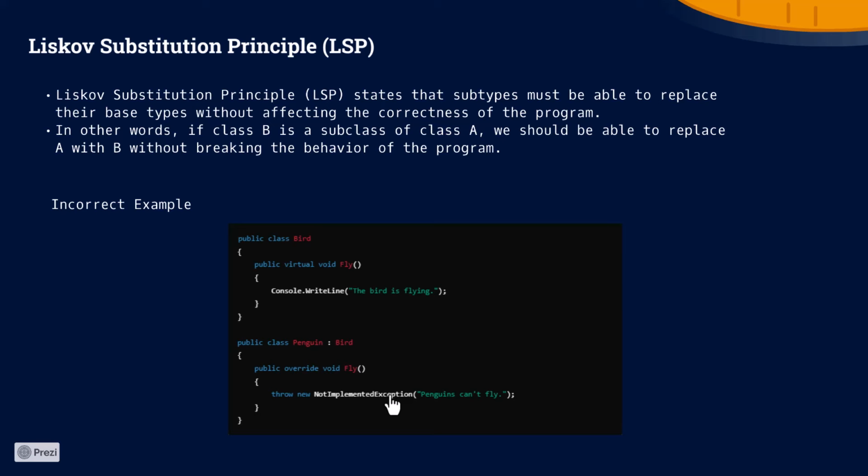I have a class which is a bird. This bird has a virtual void function, which is fly, right? So this means that every bird can fly. But what happens when you have birds that can't fly, which is the example below? Public class Penguin, which inherits Bird, that's true. Penguin is a bird, but unfortunately, a penguin can't fly.